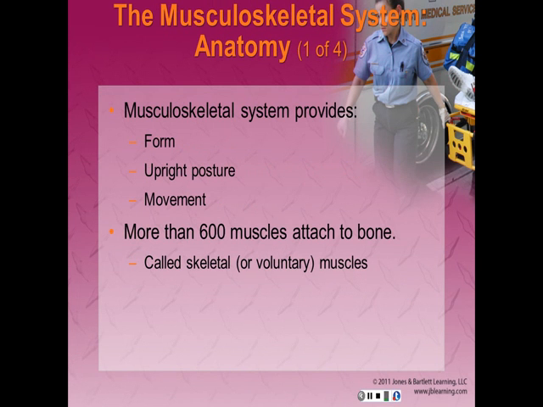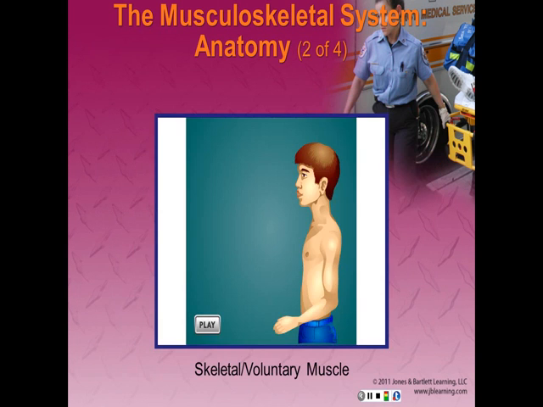The musculoskeletal system provides form, upright posture, and movement. We have more than 600 muscles in the body that attach to the bones of the skeleton. These are called skeletal or voluntary muscle. It's also called voluntary muscle because it is under direct voluntary control of your brain. The skeletal muscles are attached directly to bones by tough, rope-like cords of tissue called tendons.